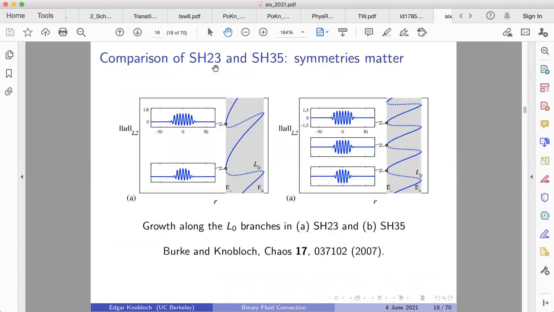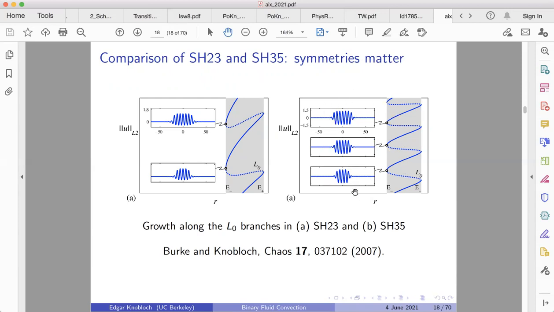So just to compare the 2-3 case and the 3-5 case, you have this kind of snaking behavior. If you go from this fold to the next one, you've added one wavelength on each side. In this 3-5 case, it's a little bit different. When you go from this fold to the next one, you've added half a wavelength on each side. And the reason I dwell on this is because in convection with Boussinesq symmetry, in other words, with midplane reflection symmetry, you're in this state.